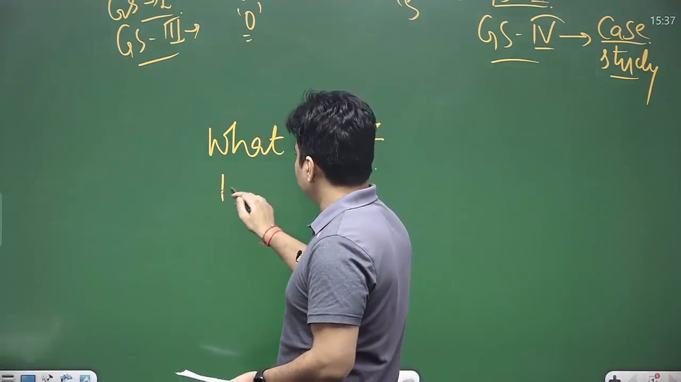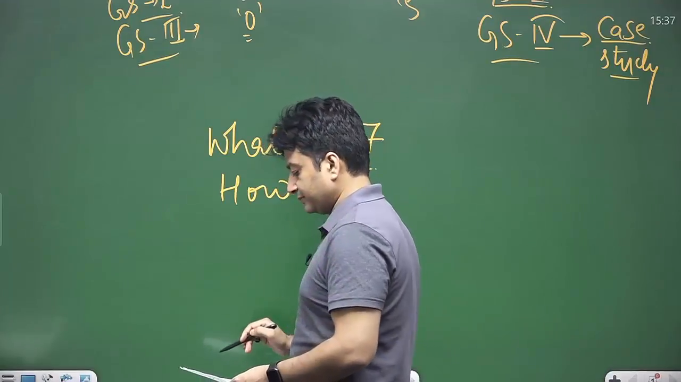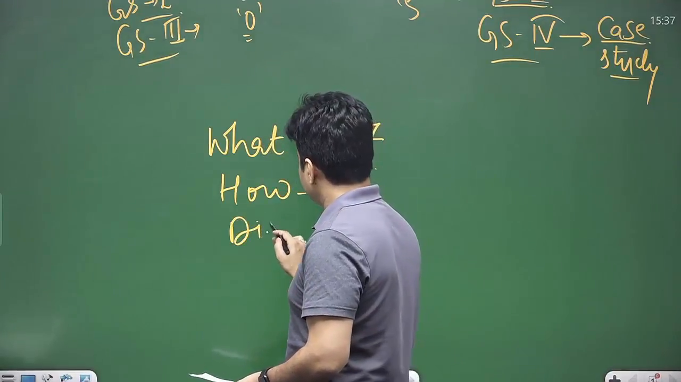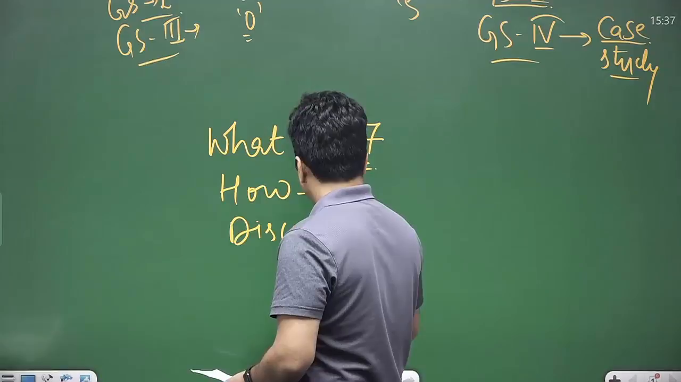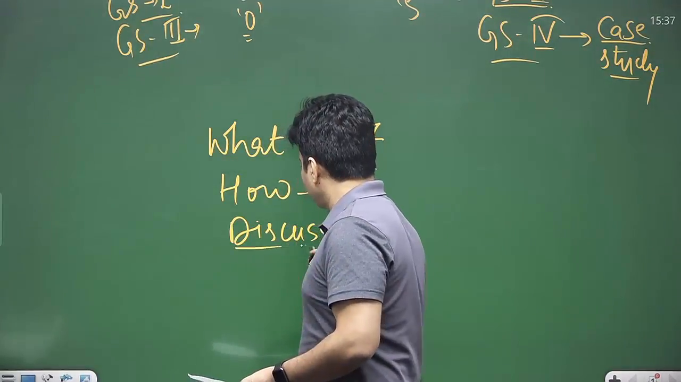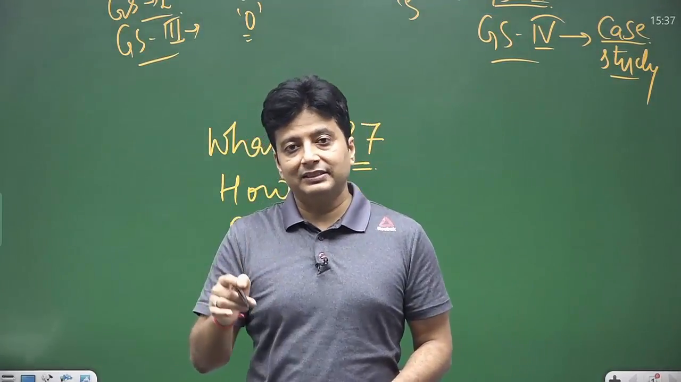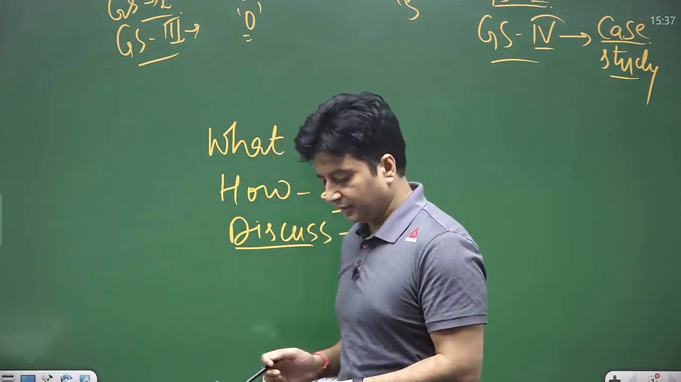The word how was used 20 times. The word discuss was used 14 times. We will have to make the difference between discuss, analyze, identify, elucidate. We will be coming to that shortly.